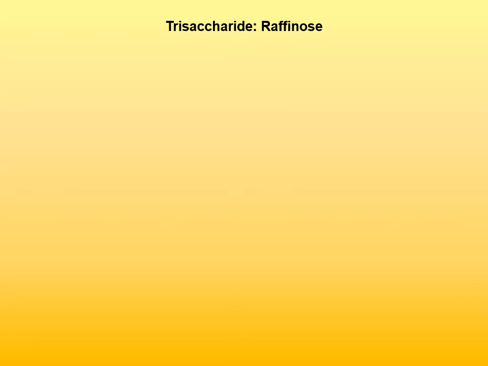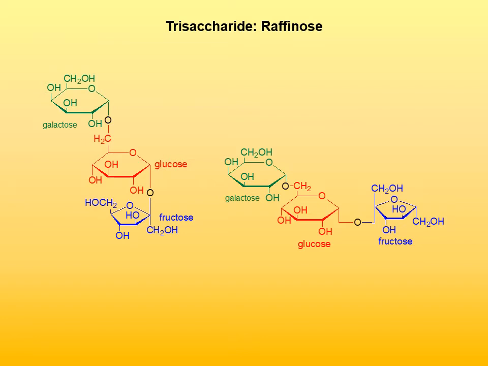And we will look at raffinose as an example of a trisaccharide. Raffinose is a heterotrisaccharide. It's composed of the monosaccharides galactose, glucose, and fructose. Individual units are shown here: galactose in green, glucose in red, and fructose in blue. It is a non-reducing sugar. You can see that there are no free hemiacetals or hemiketals, so it is non-reducing.